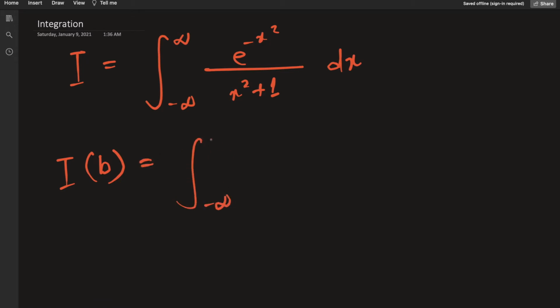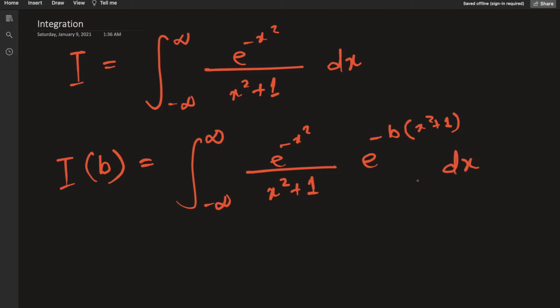So the integral from minus infinity to infinity of e to the negative x squared over x squared plus 1, and then I'm going to take this extra factor of e to the negative b times the denominator x squared plus 1, and you will see why I took the denominator. That's because when I differentiate with respect to b, the denominator is going to cancel out, and I took a negative on top so that this integral converges, this I of b function converges.